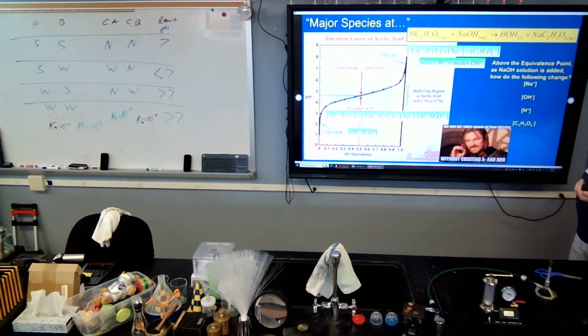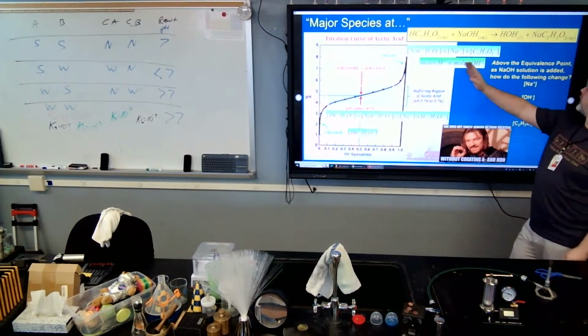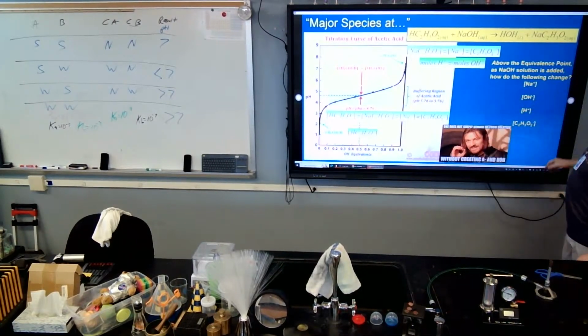Okay. Well, at the equivalence point, how do the following change? Okay, so this is the last step. Now that we reach the equivalence point here, and we keep adding hydroxide, how does the sodium change in solution? We're going to keep adding sodium hydroxide. How does the sodium concentration change?